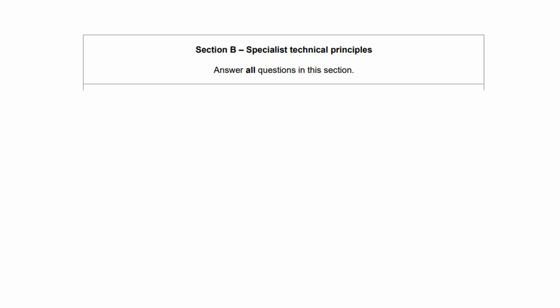Section B is where you can really be confident and talk about textiles knowledge. It's called specialist technical principles. You are textiles specialists. You need to answer all the questions in this section. The answers will start to become longer, which means you need to make a point and then give evidence or an explanation to back it up. Try and see each two marks as a point and then evidence or explanation.